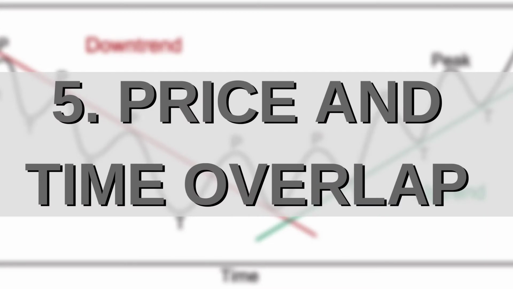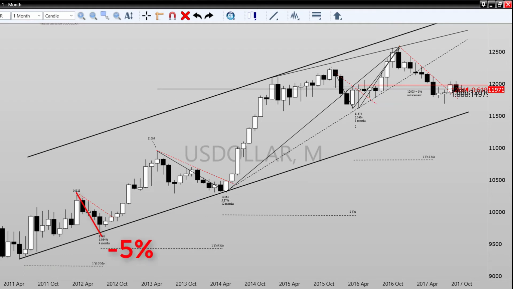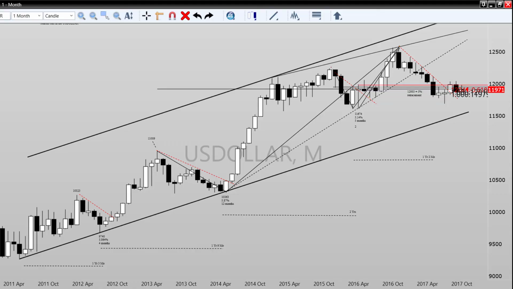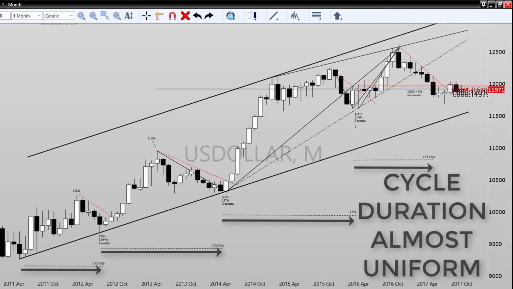One of the more advanced tools that I like to use, that not a lot of people talk about, is known as price and time overlap. Price and time overlap simply measures the retracements in an uptrend. Retracements in an uptrend have a tendency to be uniform. They'll be somewhat similar in size and in time, and their tendency to continue throughout the trend is something that I look for.